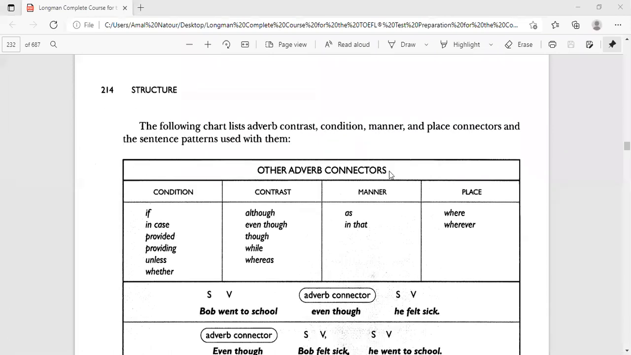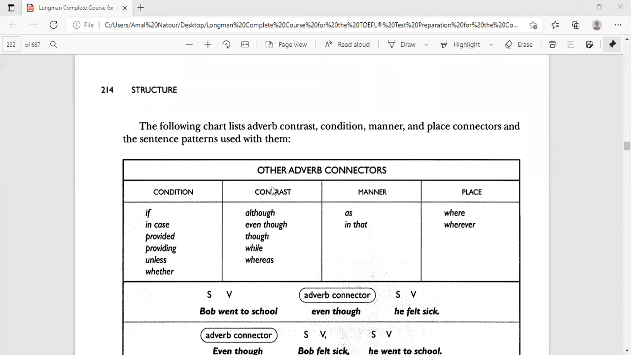The adverb connectors, other than time and cause, are adverb connectors related to condition, or they have the function of condition. If, in case, provided, providing, unless, whether. These are called conditional adverb connectors.